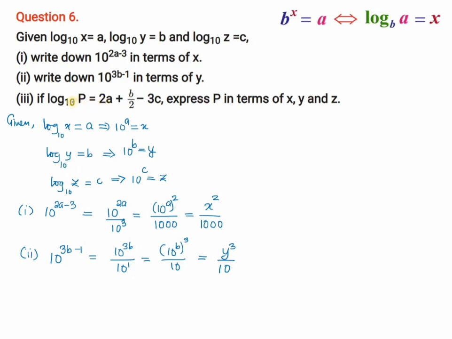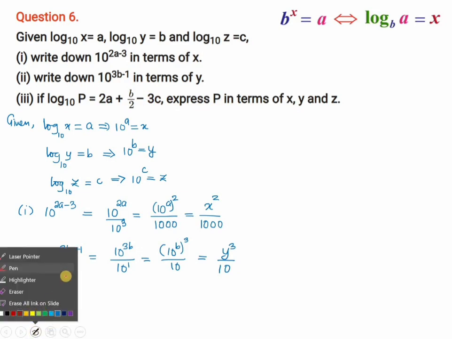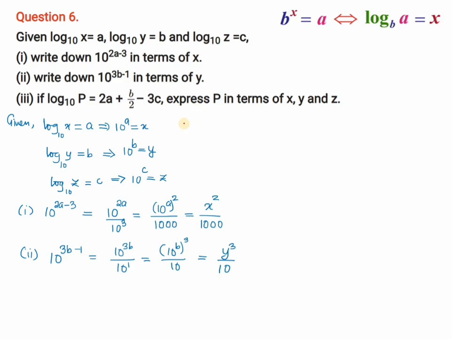Now the third part says if log p at the base 10 is equal to this entire thing, express p in terms of x, y and z. So I don't have space here right now. Let me change the color. So we have the third part. I'll do the third part here. You will write just below this number 2.